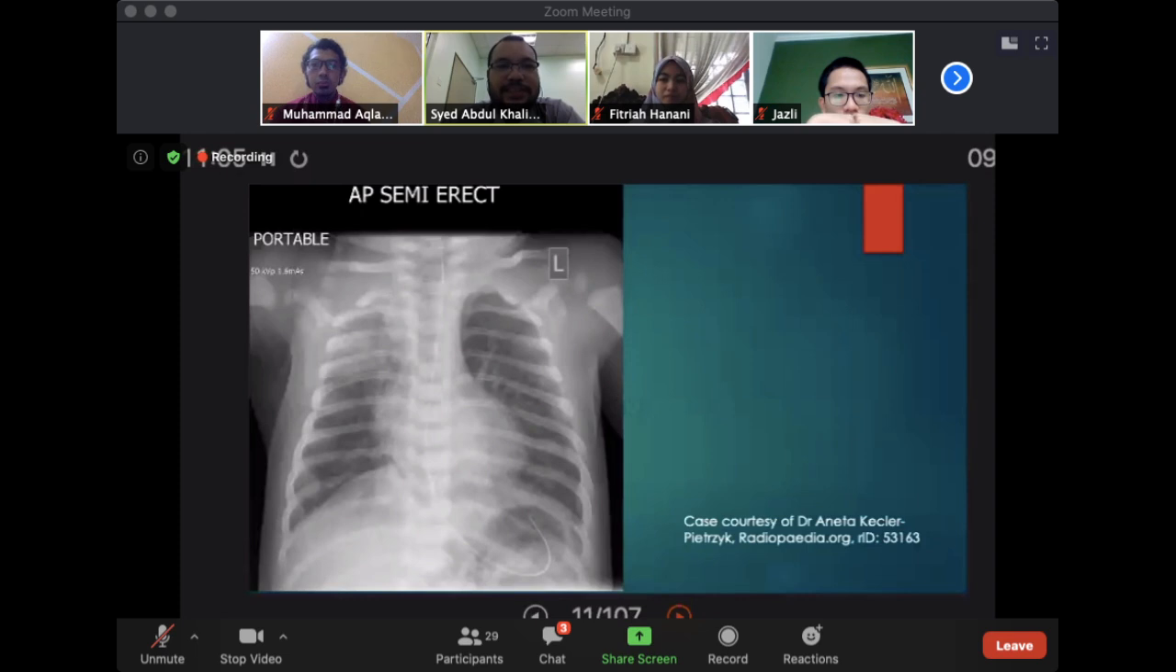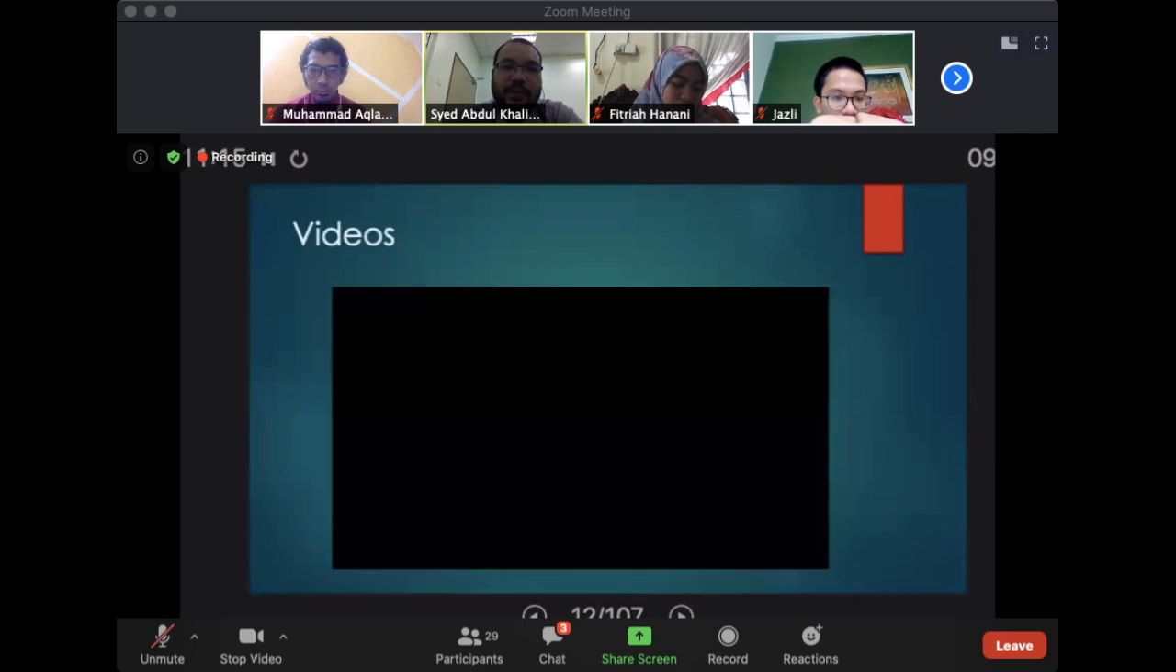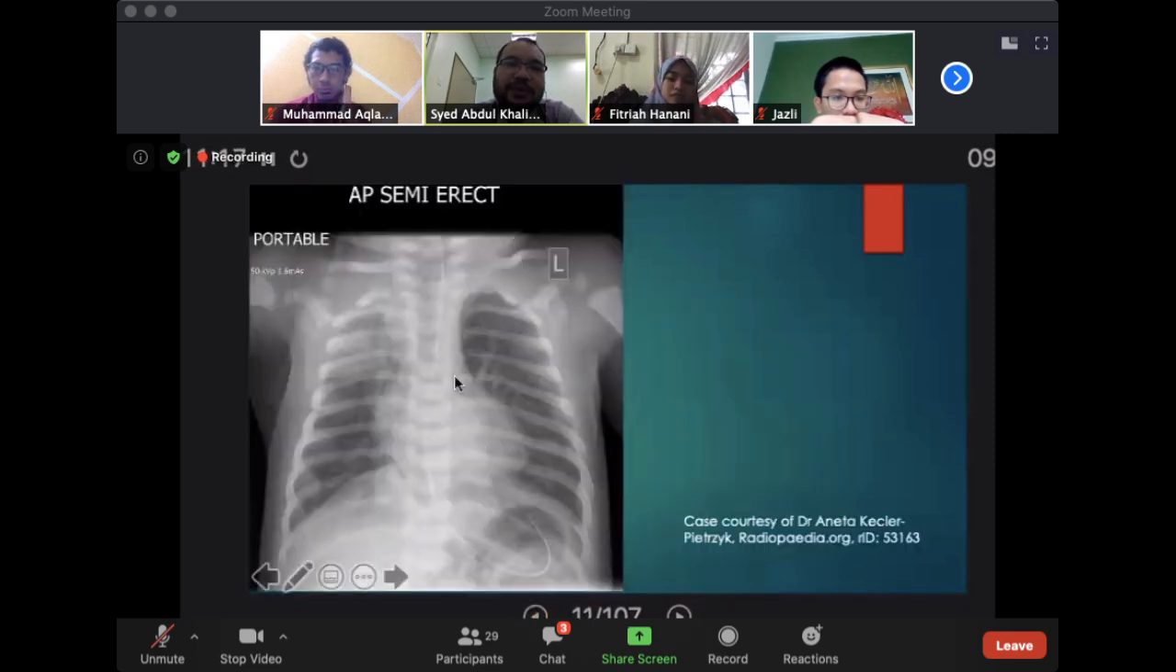What is this? This is pneumonia, this side has consolidation. Remember, if you comment on an X-ray, you need to always comment about the tubes and everything. Okay. All right.